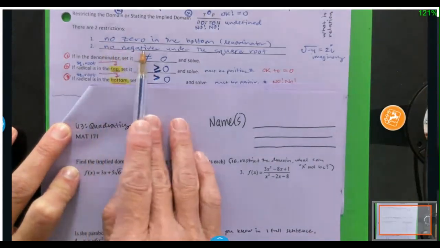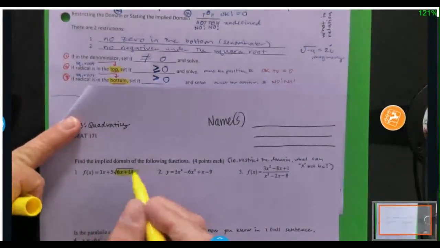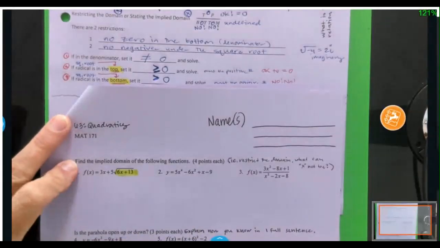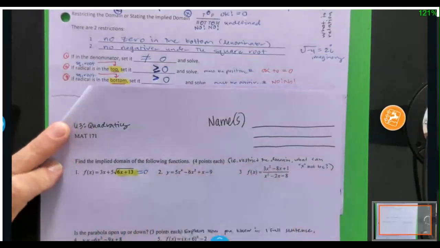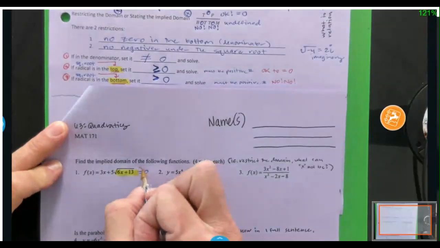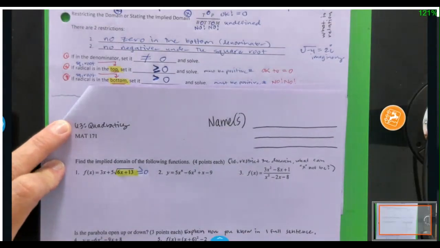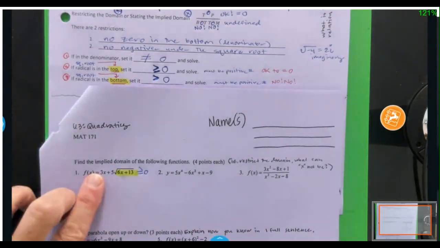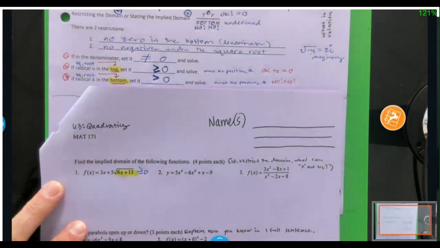Number two, no negative under the square root. This problem does have a square root. And so what we've learned is that the stuff under the radical, just this, we don't care about anything else in the problem. Since it's in the top, it's okay for it to equal 0. So we put equal to 0. But it has to be positive, so it has to be greater than or equal to 0. We're only talking about the information under the square root. We don't care about the 3x or the plus 5. It's the 6x plus 13 that we have to restrict.